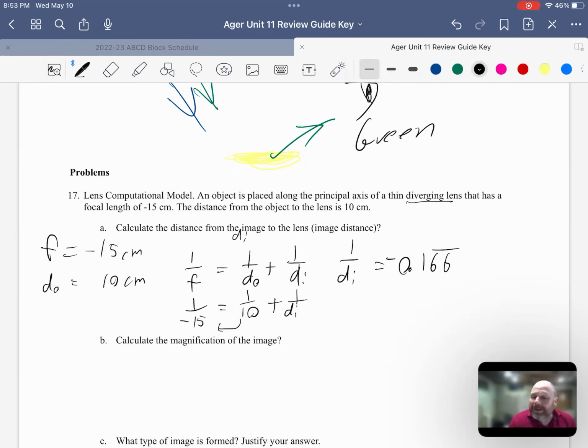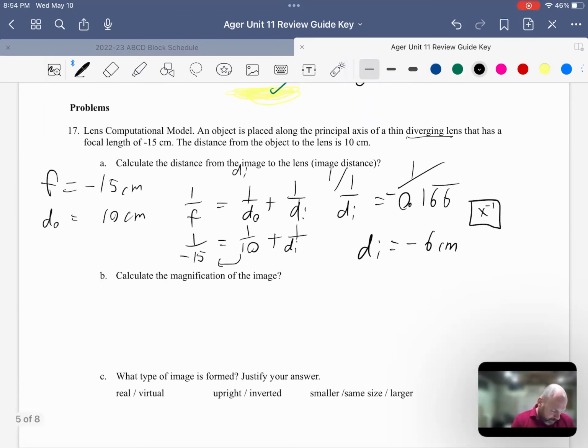All right, and so I need to find the denominator here. So I need to take 1 over both of these. Remember, that calculator button is the X to the -1 button you want to push. And when you push that, that will give you DI equals -6 centimeters. So that's an image distance that's negative, so I know that's going to be virtual. We'll do that in a second. Let's just leave that there.